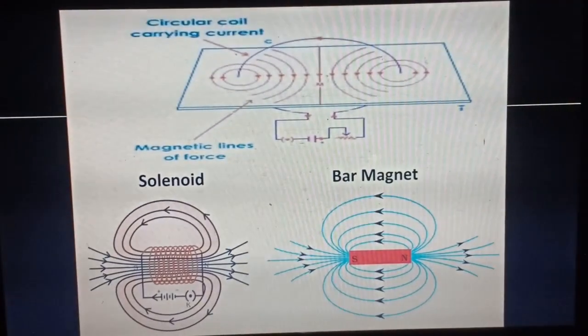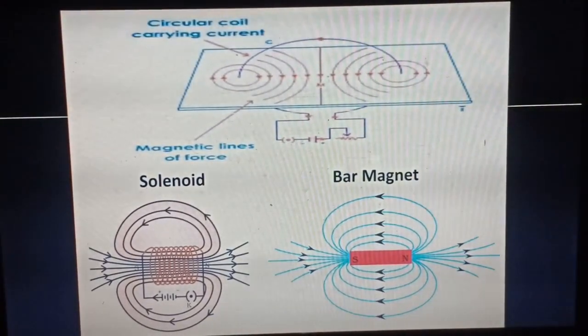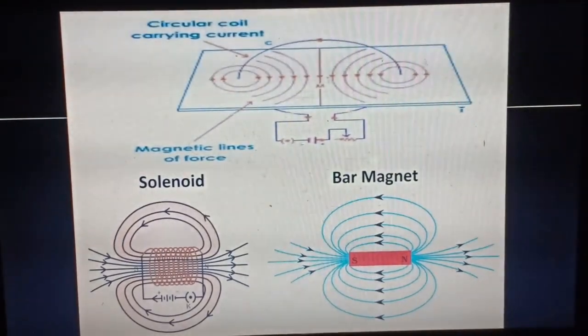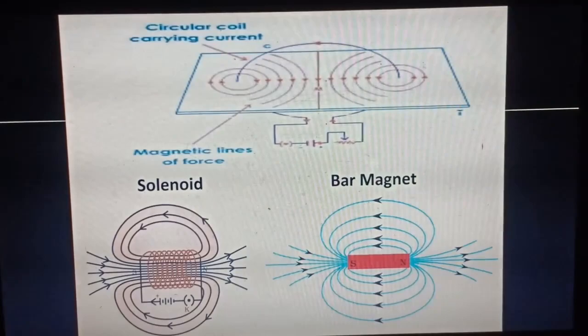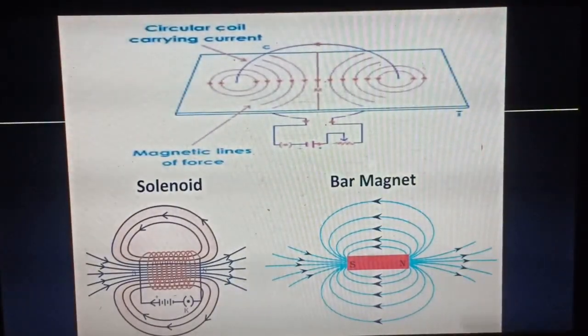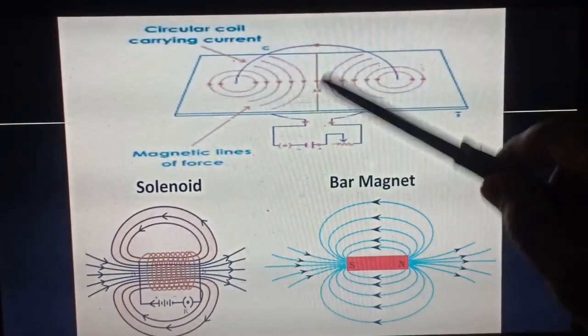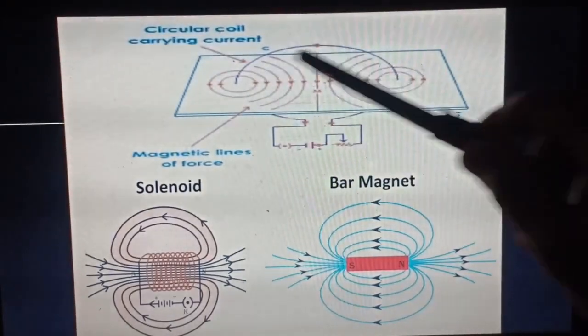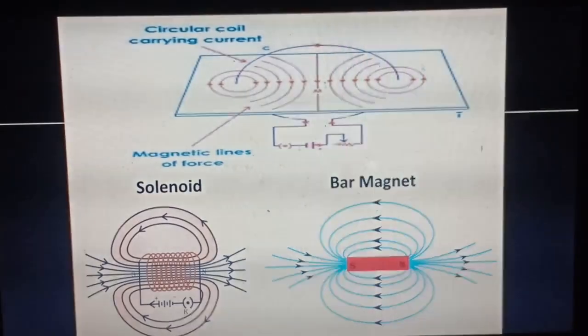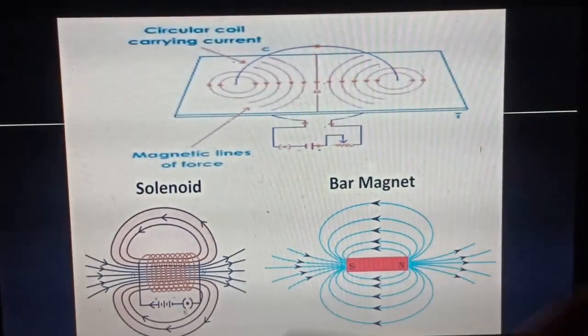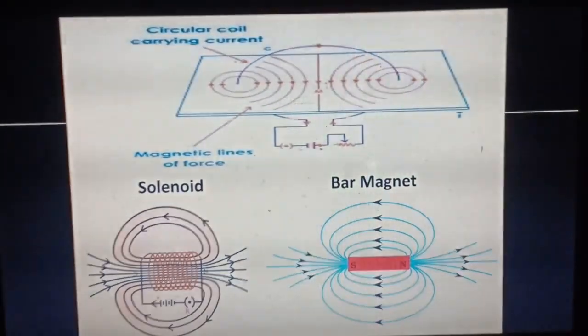Now we have seen the magnetic field lines produced by a straight current carrying conductor. This diagram shows the magnetic field lines produced by a current carrying circular loop. This is a circular loop, and these are the kinds of magnetic fields that are induced. A current carrying circular loop behaves like a magnet, and this is the magnetic field that is produced.